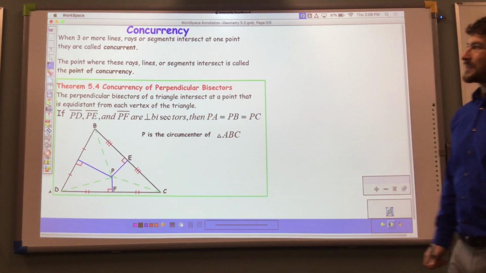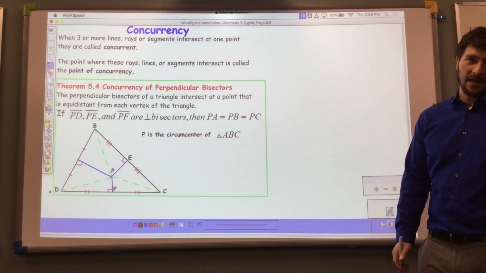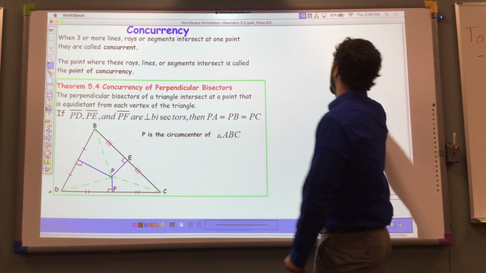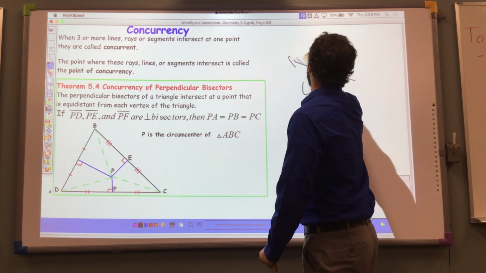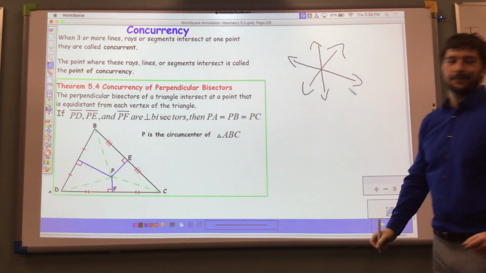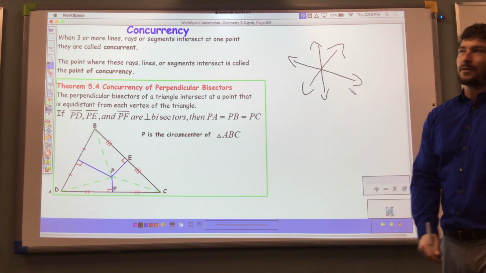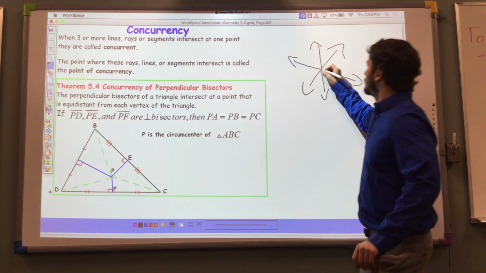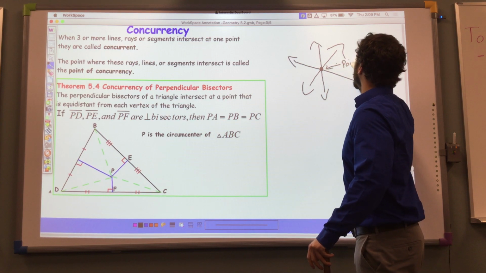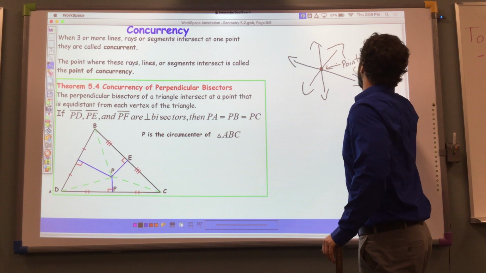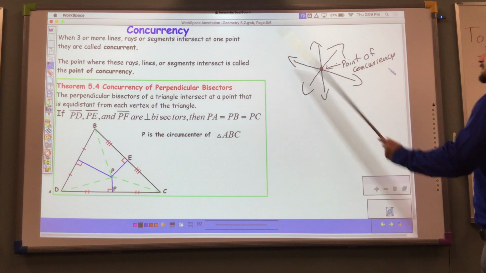Next we have what we call concurrency. So concurrency is when three or more lines, rays, or segments intersect at a point. So, for example, those three lines would be concurrent. Okay? Three or more lines, and they all intersect at the same point. So we call those concurrent. This point right here, we would call the point of concurrency. So just some definitions there.